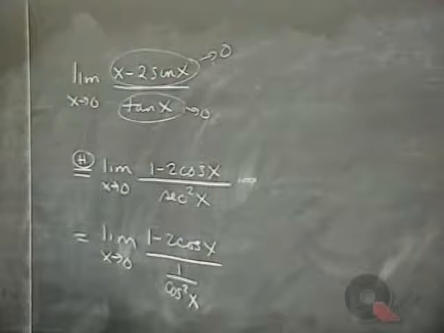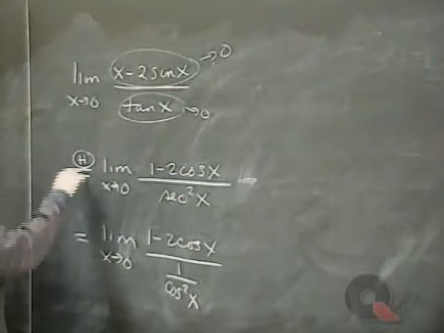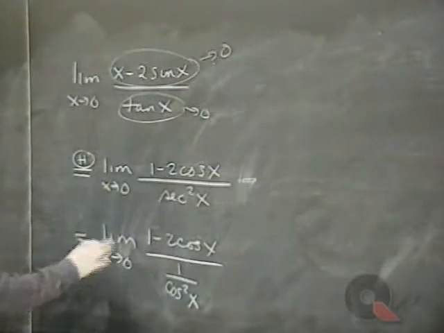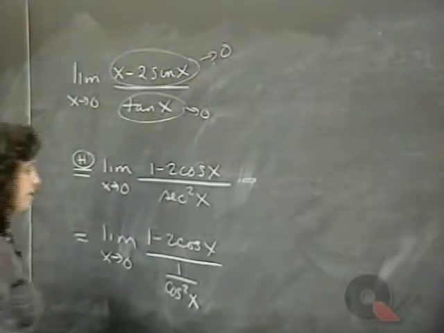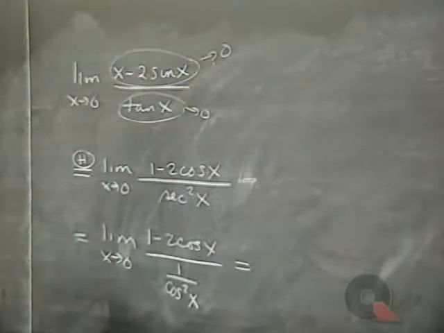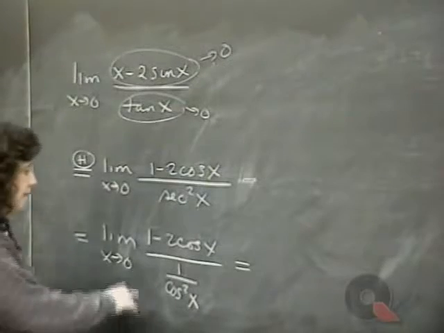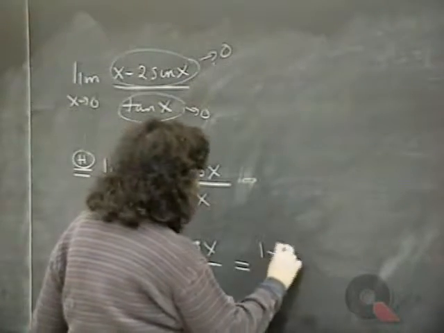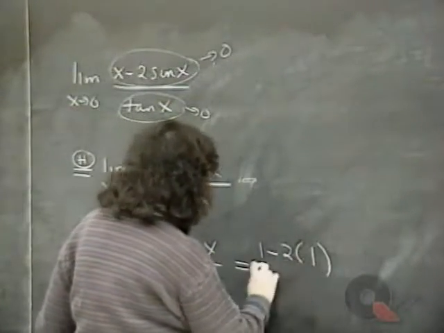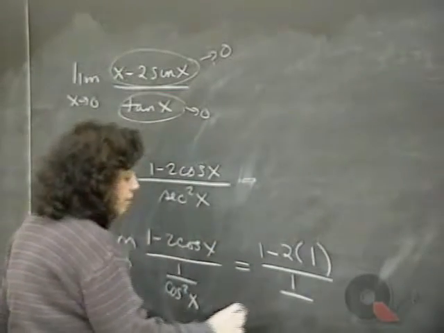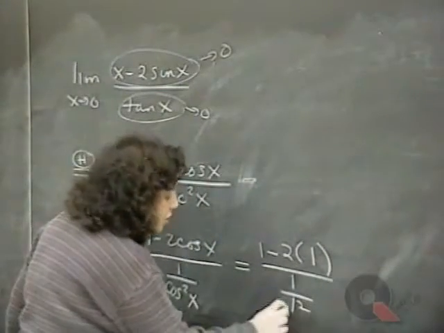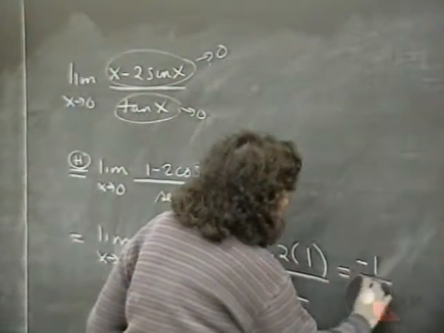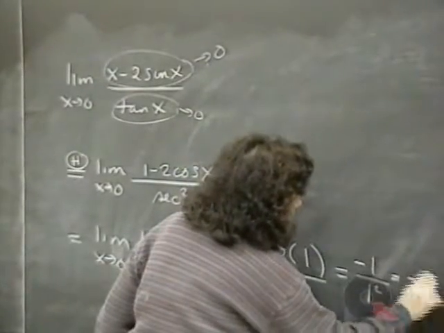Okay, now we can work out this limit by substitution. I only used the h here when I actually was performing L'Hopital's rule. Any kind of algebraic or trigonometric maneuvers that I'm using, I'm not putting the L'Hopital's rule symbol down. Now, this limit can be evaluated by substitution. As x approaches 0, 1 minus 2 times cosine of 0, cosine of 0 is 1, over 1 over cosine of 0 squared, or 1 squared. So we get 1 minus 2, or minus 1 over 1 squared, or minus 1 for an answer.